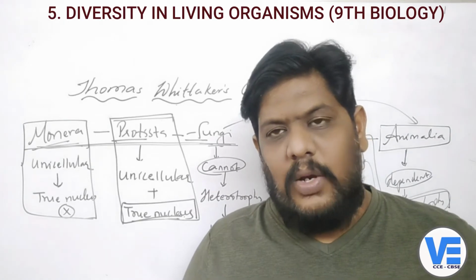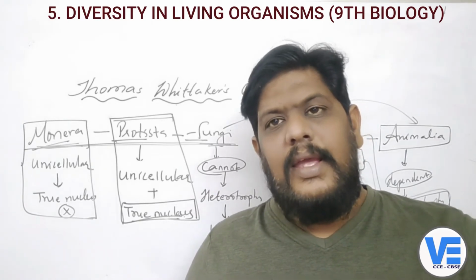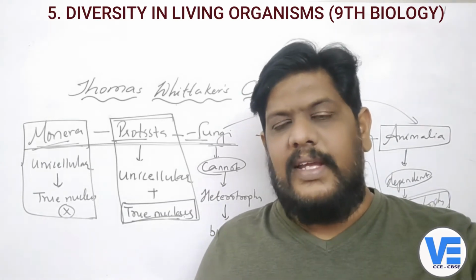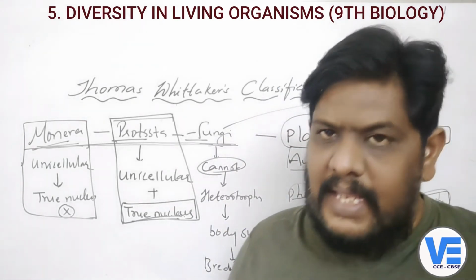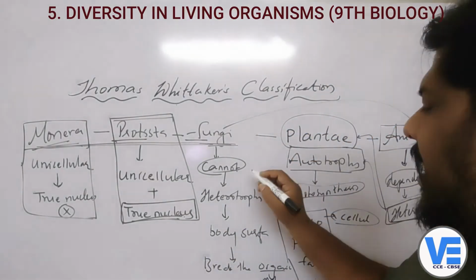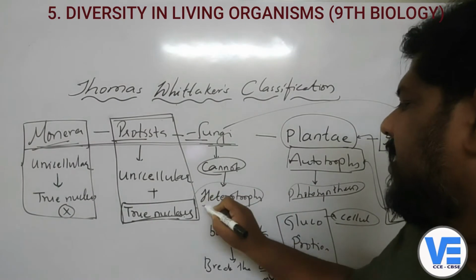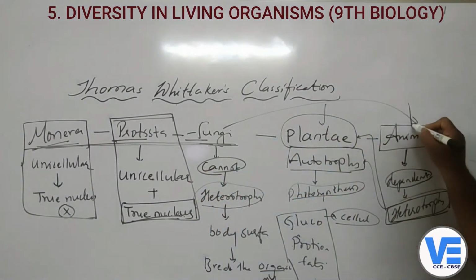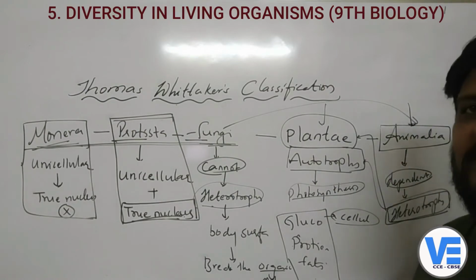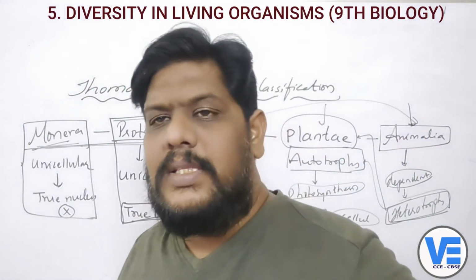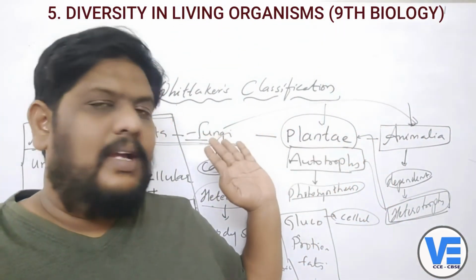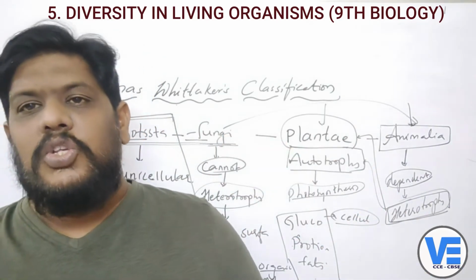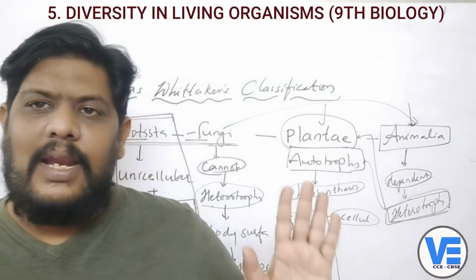The whole process is done outside the body, and then these organisms called fungi live on them. That means they are plants, but they have the characters of heterotrophs. That's why he could not put them in the Plantae, nor could he put them in the Animalia. So that's why he has kept fungi as a separate kingdom. So on this basis, now there are 5 kingdoms.